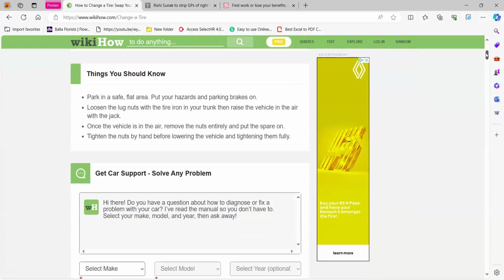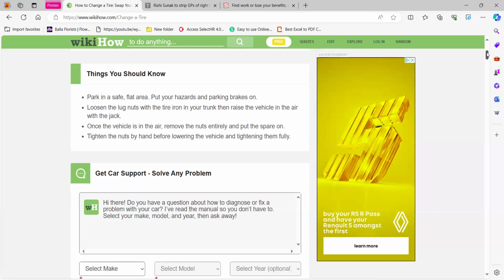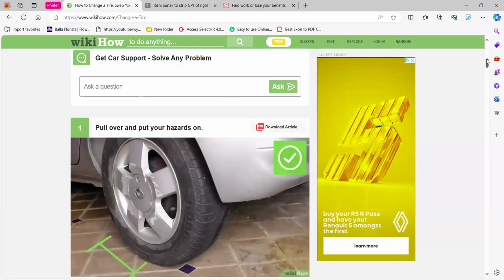Can anyone tell me any of the features of instructional or manual text that you can see straight away there with the things you should know box? The bullet point. Excellent, yes. So we've got a bullet point list, which is often seen. It's a feature of instructional text.